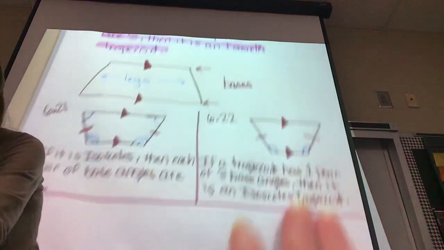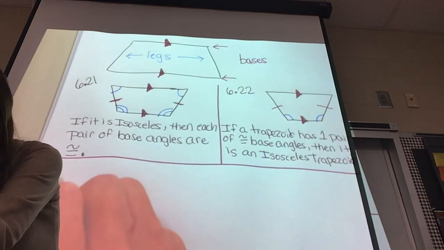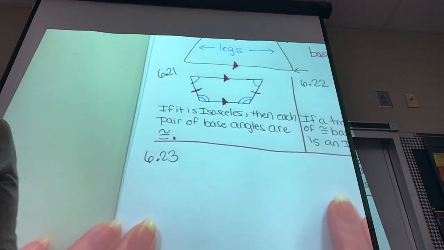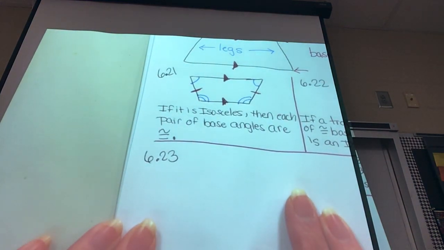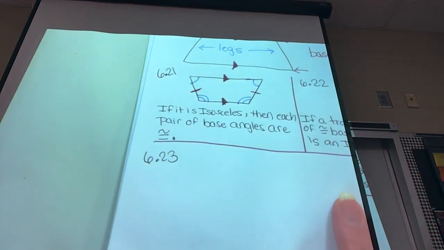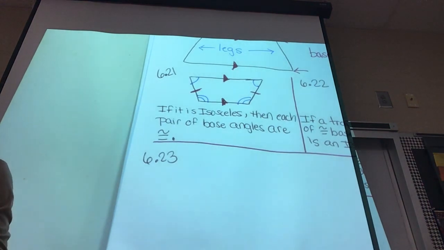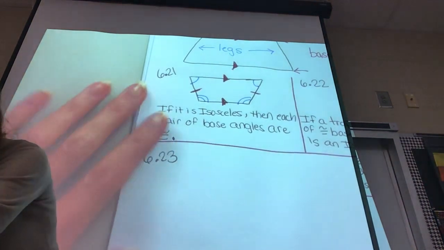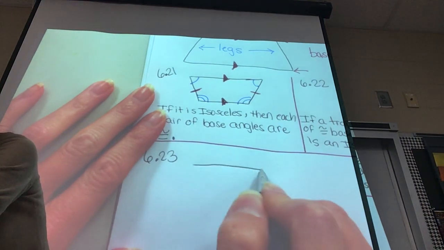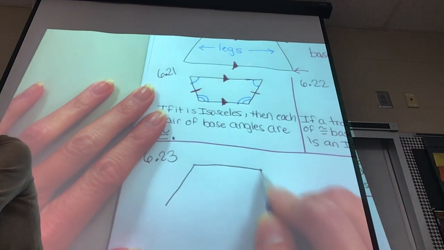Okay? And the last one, 6.23. 6.23 says that a trapezoid is isosceles if and only if its diagonals are congruent. So now we know once again that its diagonals are going to be congruent, just like the other ones that we've already had. So go ahead and draw your trapezoid, just like we've been drawing, and now you're going to put in your diagonals.